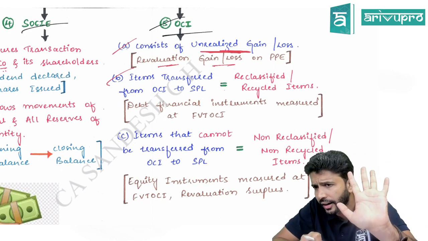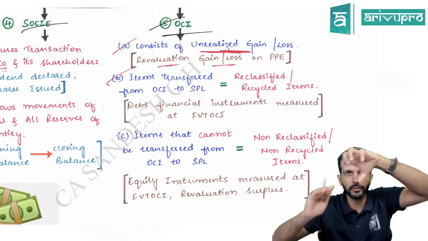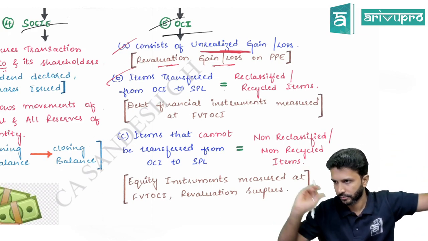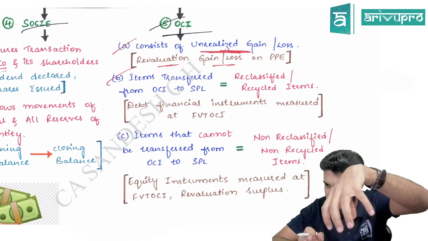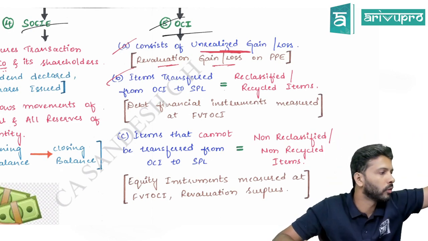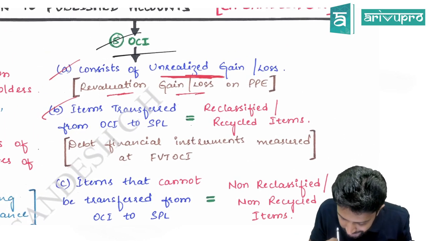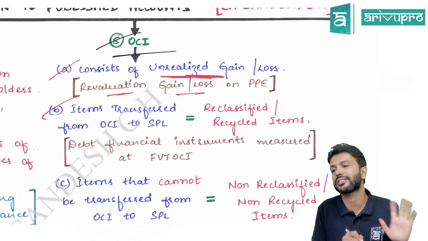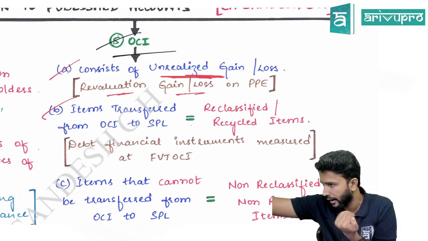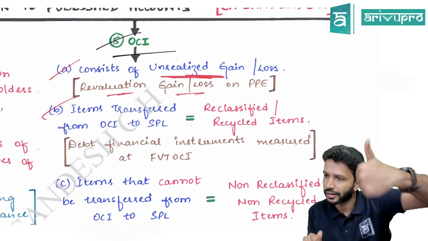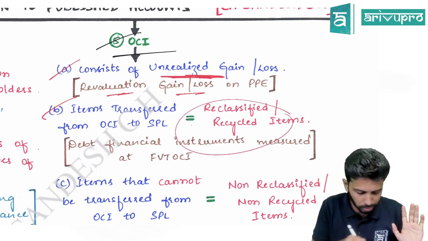OCI basically is a gain. Can I call it like that? It's a gain or a loss. Some gains, after some point of time, from OCI, you will transfer to SPL. Initially, they will stay as OCI. After some point of time, from OCI, it will move where? To P&L. If such is the case, we call those components a recycled item or reclassified items. If you are able to transfer a gain from OCI to P&L, such gains we call reclassifiable items or recycled items. Each standard will talk about that, don't worry about it.